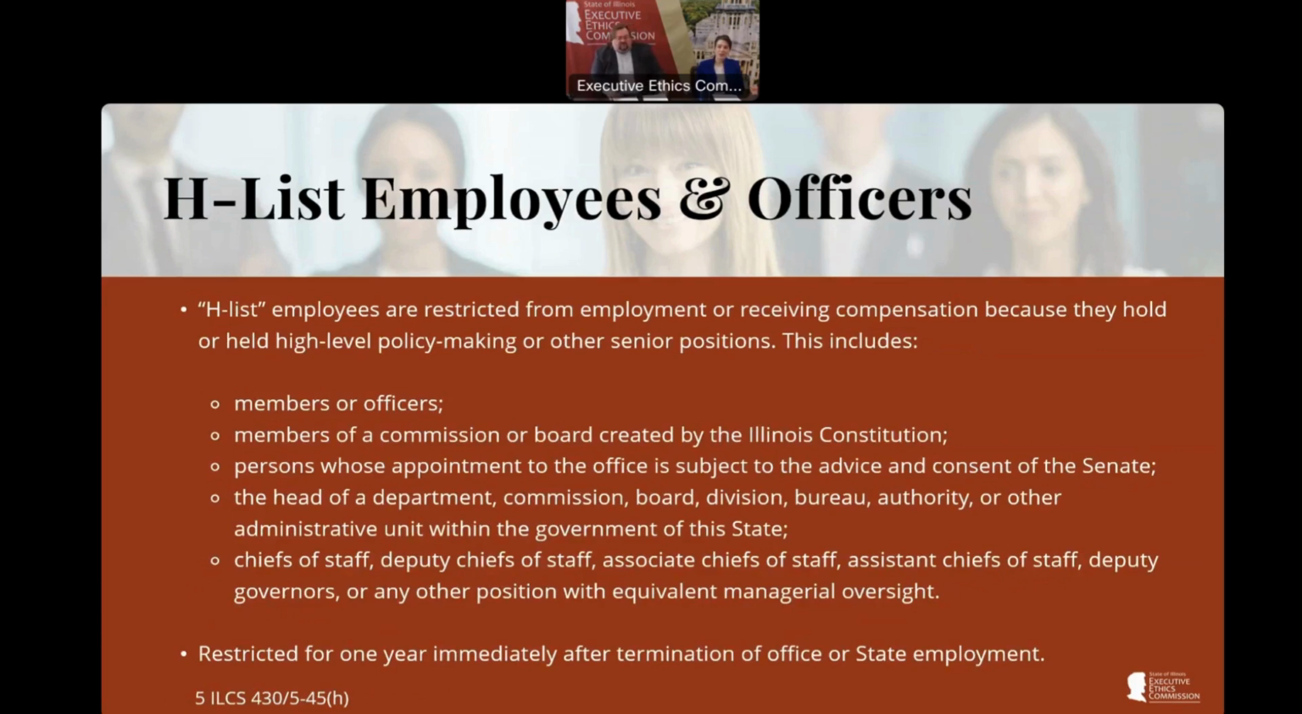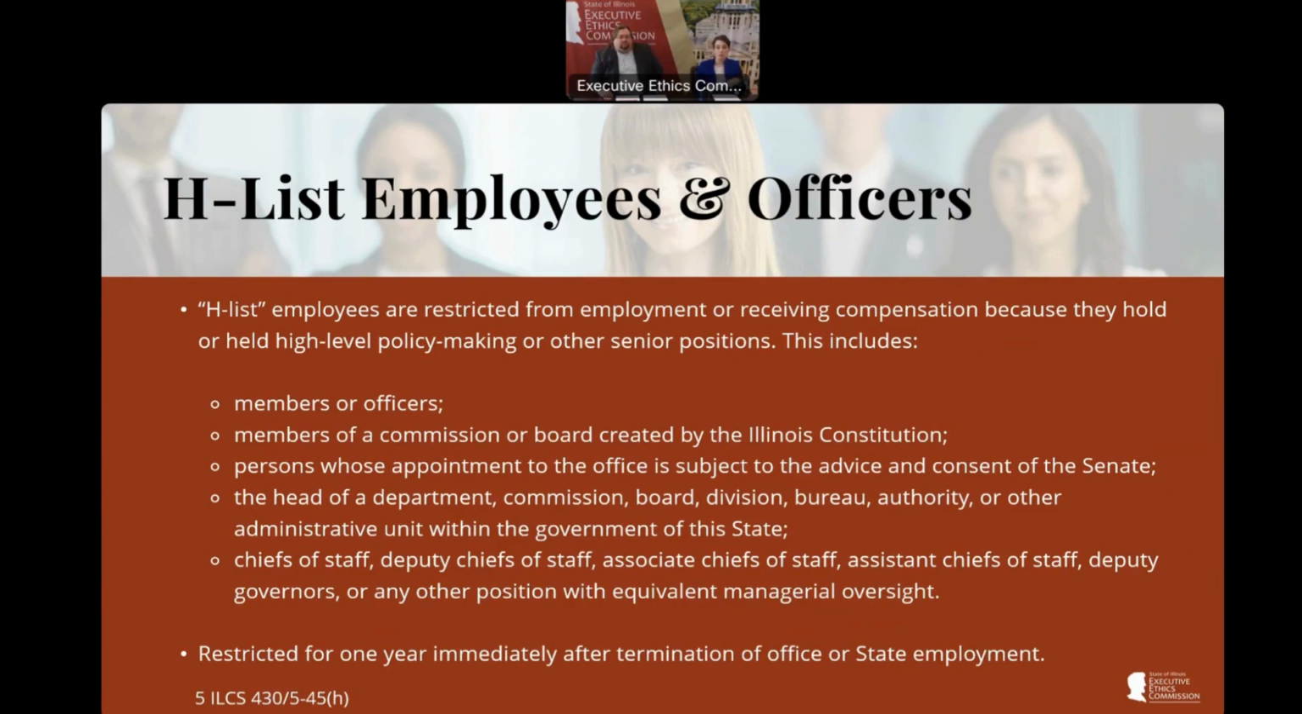All right, so we talked about our friend Midge, who was on the C list because she is personally and substantially involved in making those regulatory and licensing decisions. So that's the C list. Let's talk about the H list. H-list employees and officers are folks who are restricted from accepting employment or receiving compensation because of their high-level policy-making or other influential decision-making, shot-calling senior positions.